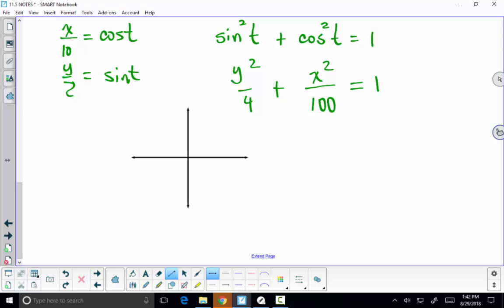How many units from the center do we go horizontally? 10. We look under the x's. We take the square root. That means we're going to go 10 units from there to get out to the edge. And how many units are we going to go vertically? 2 units. So that is 10. That is 2. And then to visualize the curve in 3-dimensional space, we're just going to tilt that ellipse on its side. We're going to lift it up 1 unit.